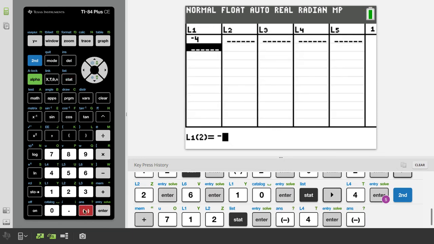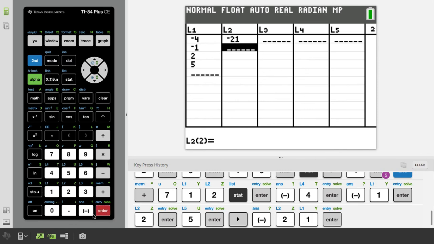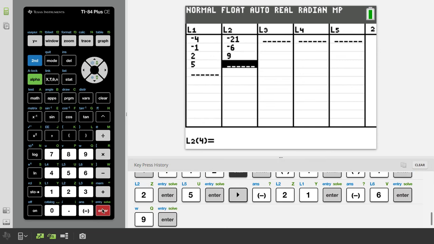The x values are -4, -1, 2, 5. Now I'm going to type in my y values, my f of x values: -21, -6, 9, 24.